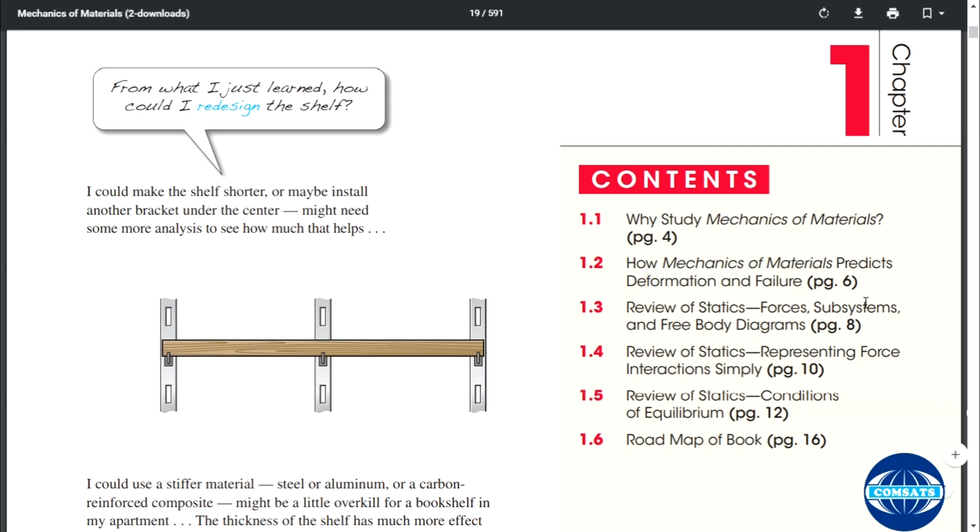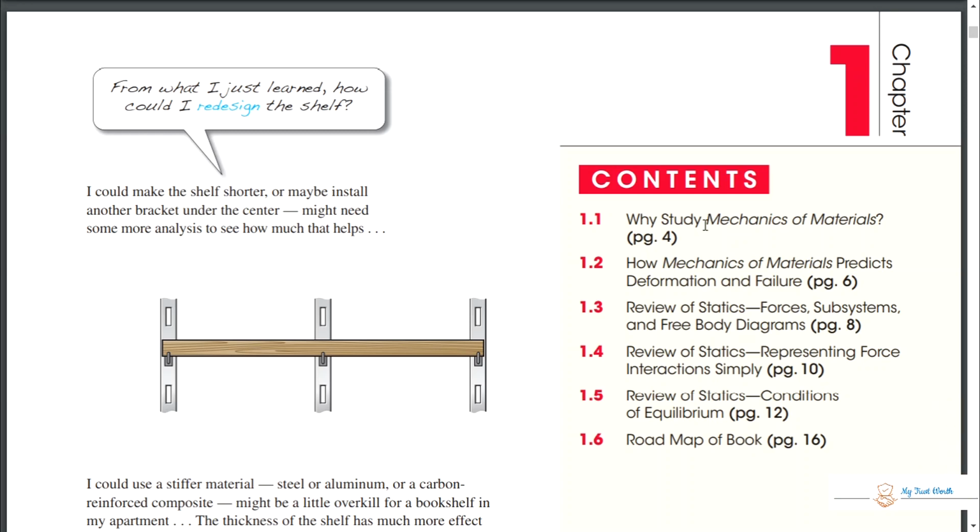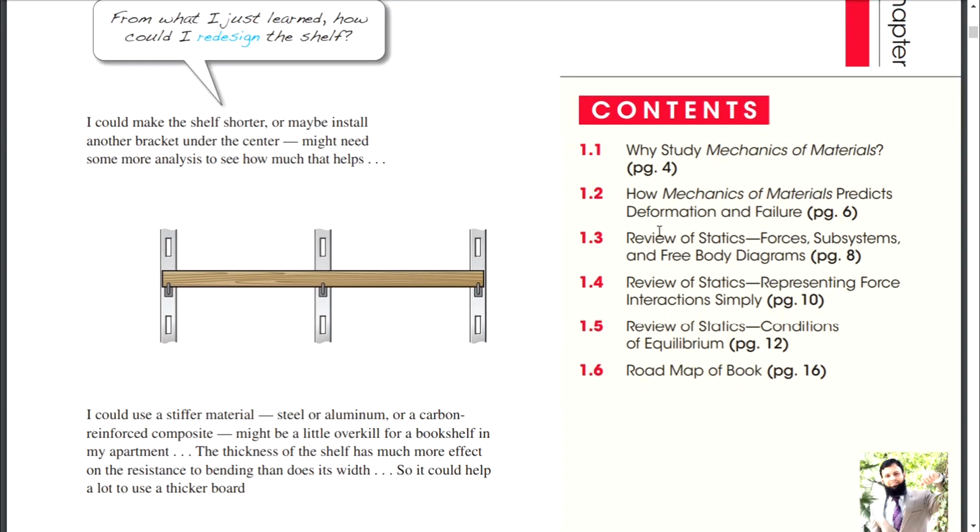How Mechanics of Materials predicts deformation and failure. When you have studied why, and you are sure what you are going to study, then how is important: how you are going to deal with this. For deformation and failure, you have to study two subjects, Mechanics of Materials 1 and Mechanics of Materials 2. At the end of Mechanics of Materials 2, you study deformation and failure.